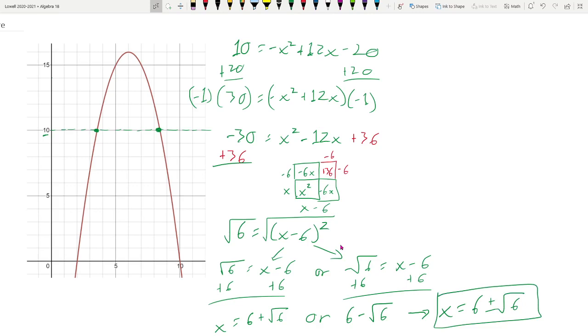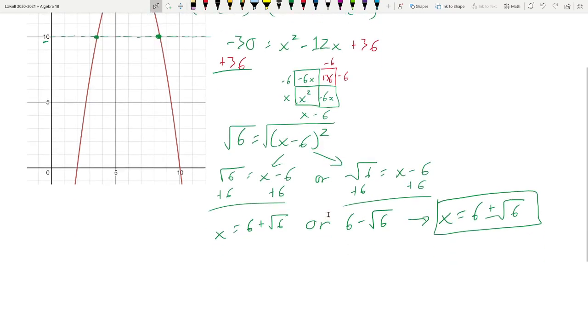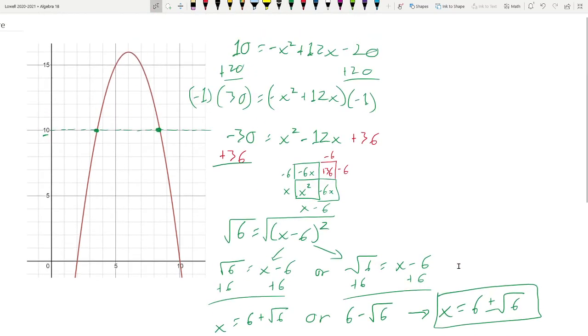Now, if I want a decimal approximation, I can pull up my calculator here, and if I do 6 plus the square root of 6, I end up with about 8.45, which is one of them, which again, it looked like it was about 8.5-ish. Or if I do 6 minus the square root of 6, I'll get about 3.55-ish. Again, like we kind of expected, right?